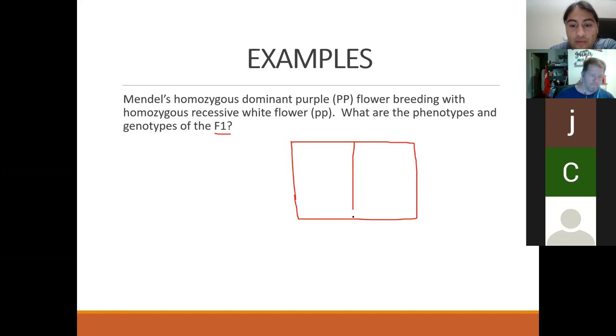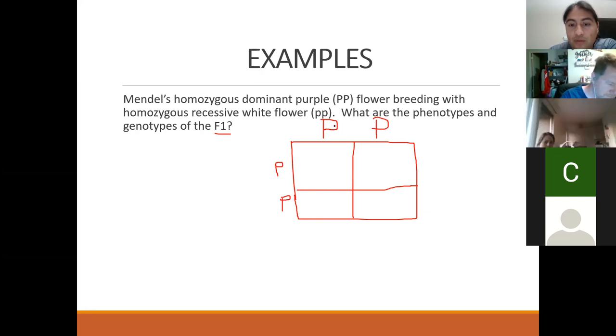So first we are going to draw our square. And then we are going to put, no matter where, this capital P and this lowercase p. The capital P ones represent the purple flowers, and the lowercase ones represent the white flowers, okay? So if we start making our Punnett square, we have the capital P with lowercase, which is this one by this one. And then this one by this one is going to be the same.